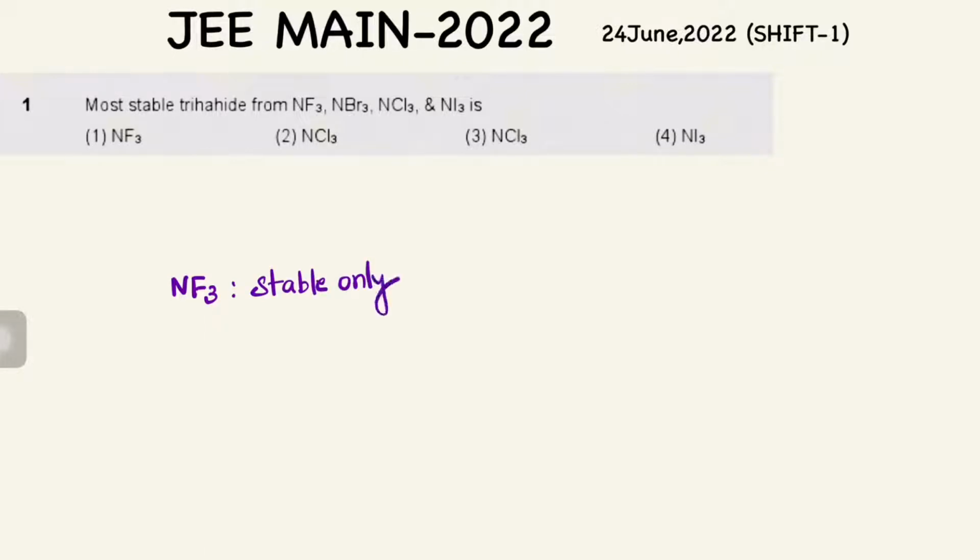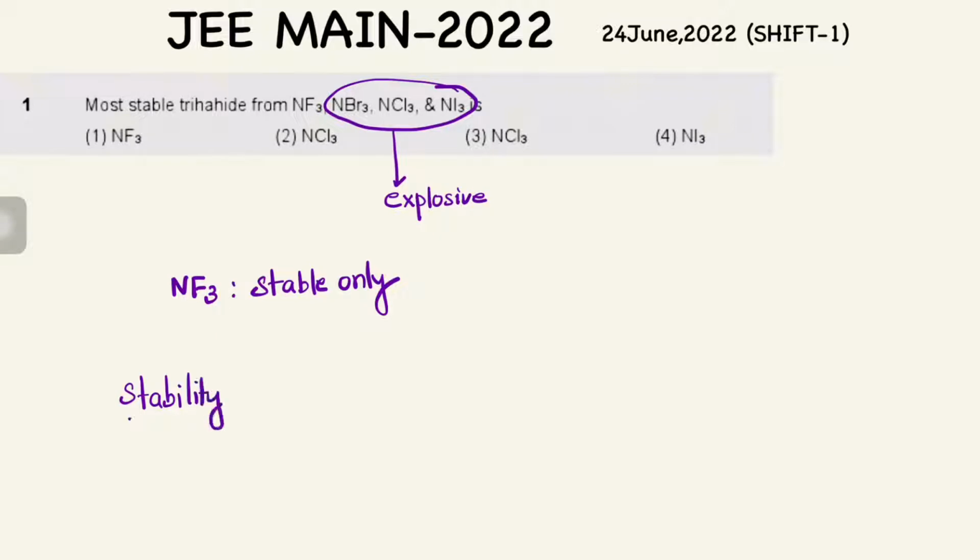And remaining all, that is NCl3, NBr3 and NI3, these are explosive. These are contact explosive. When we touch them, they will explode. So they are very much explosive. And if we see the stability order overall, maximum is NF3, then NCl3, then NBr3, and then NI3.